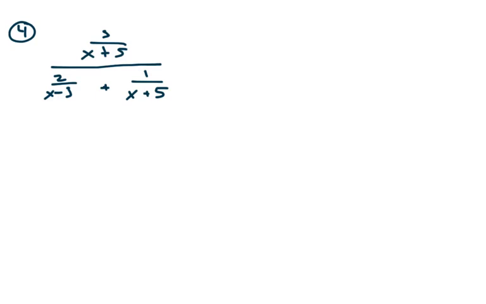3, oh, that's a 3, by the way. Let me rewrite that. This is a 3. 3 over x plus 5, all over 2 over x minus 3 plus 1 over x plus 5.